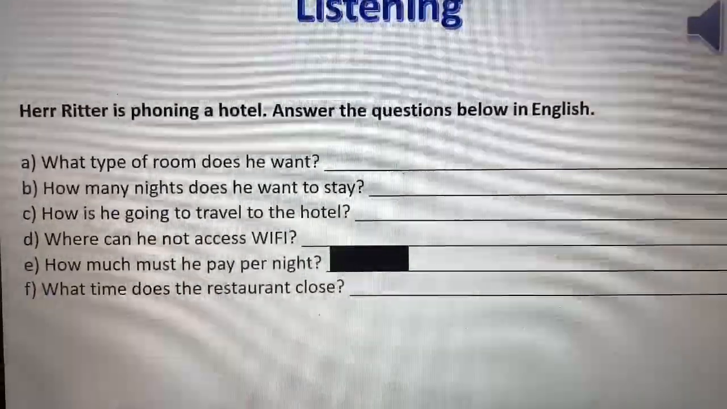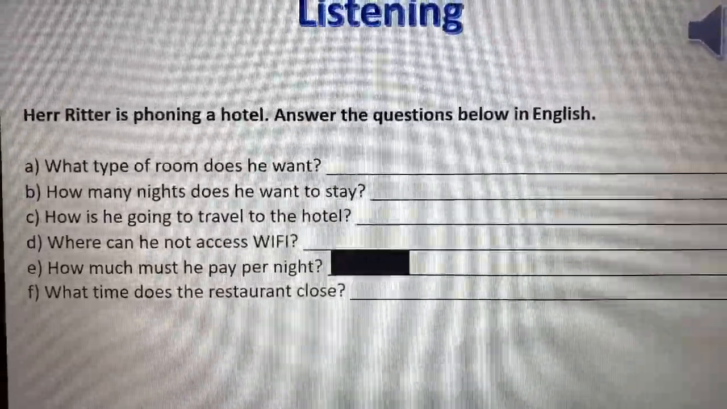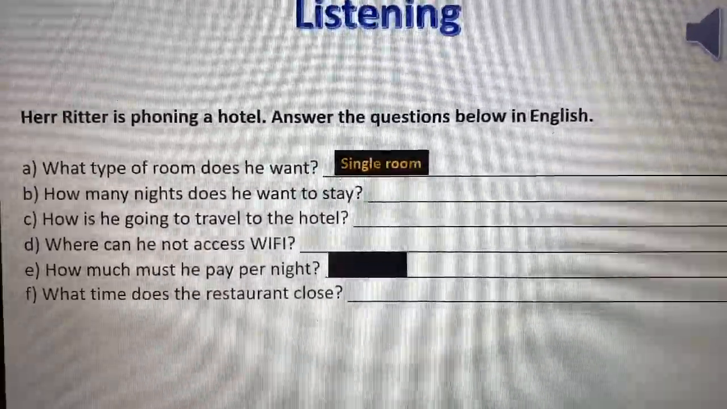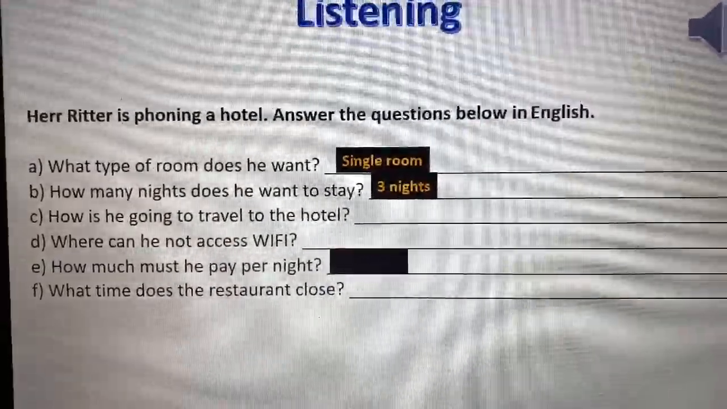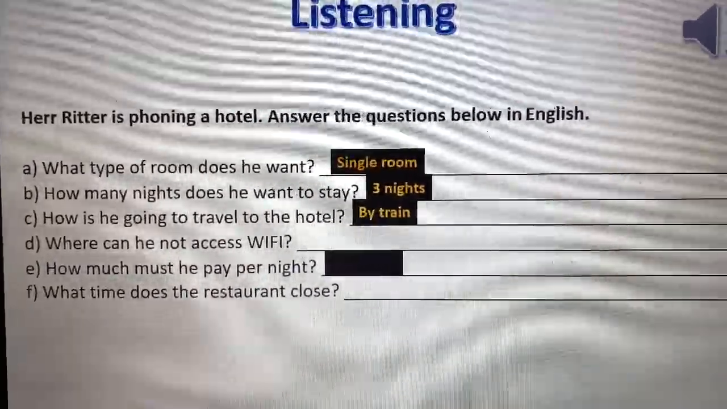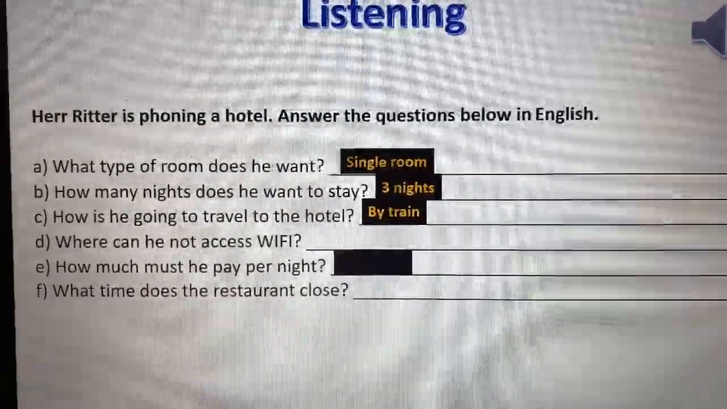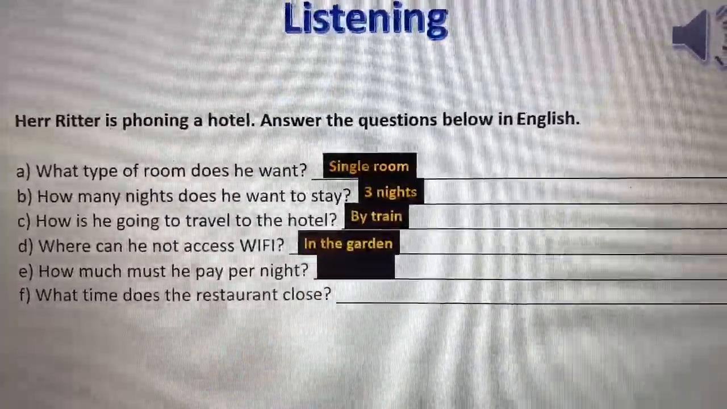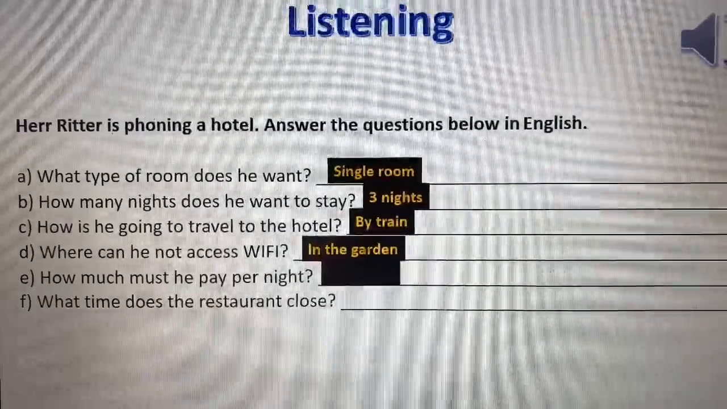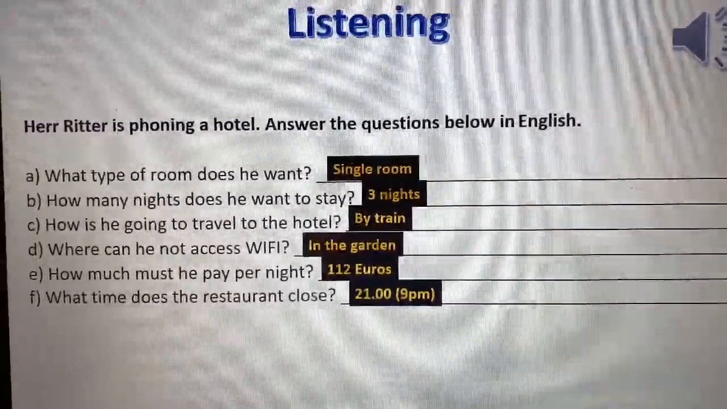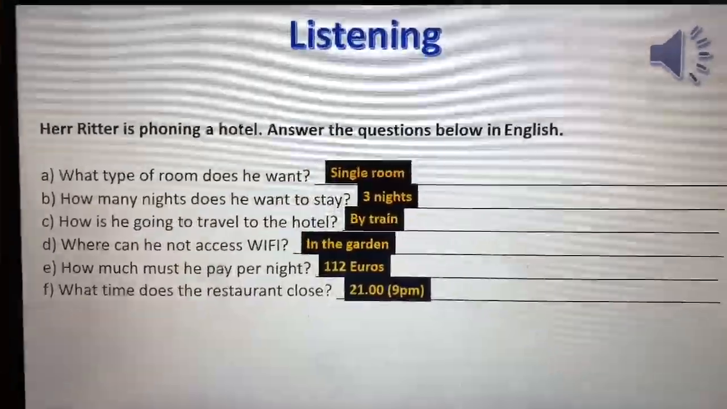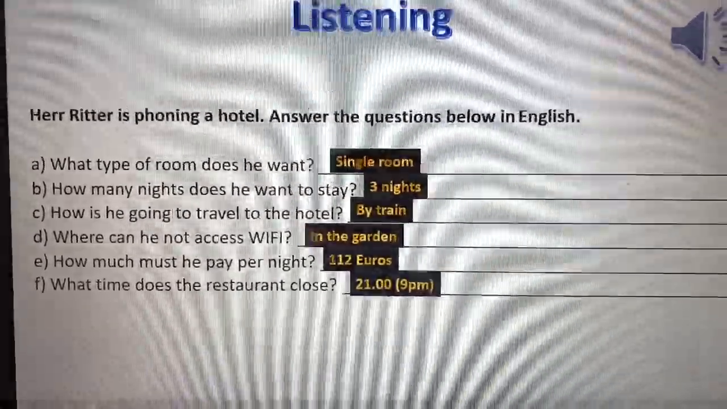Right, let's have a look at the answers. What type of room does he want? A single room. How many nights does he want to stay? 3 nights. How is he going to travel to the hotel? By train. Where can he not access Wi-Fi? In the garden. How much must he pay per night? €112. What time's the restaurant close? 2100 hours or 9 p.m.